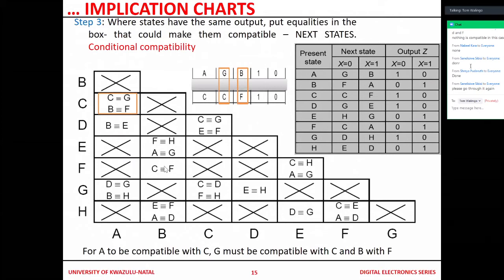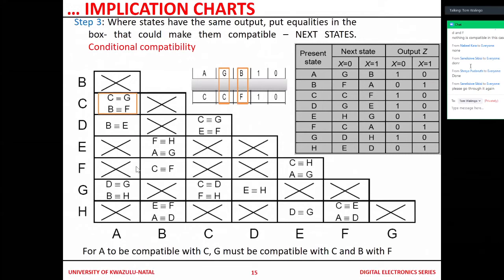So let me skip up to here. You are saying for B to be compatible with F, that is a square for B compatible with what? F. For B to be compatible with F, C must be compatible with what? F. That is the condition. Let's look at C compatible with F. C and F, this square has an X. It means that will never happen. This C will never be compatible with F. For B to be compatible with F, C must be compatible with F, but this will never happen.